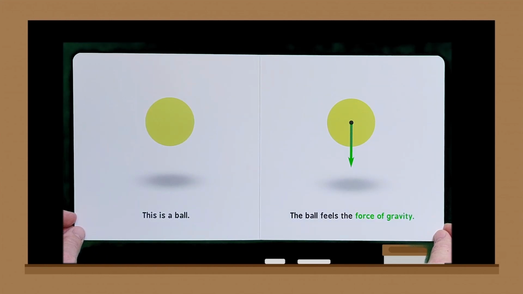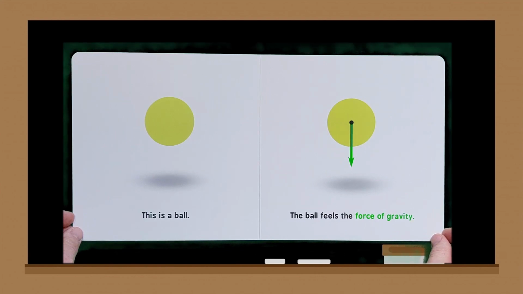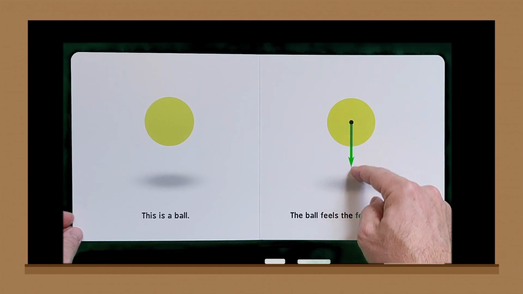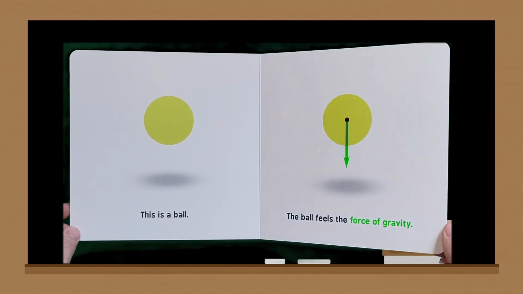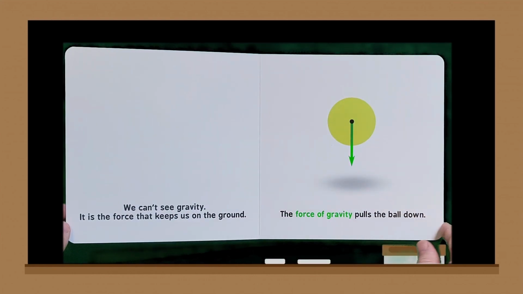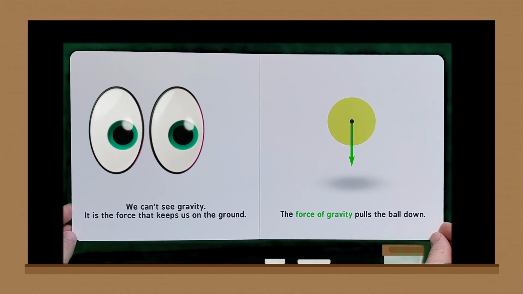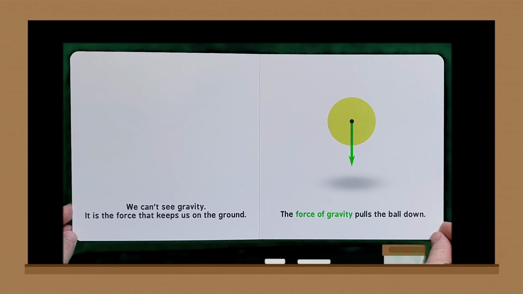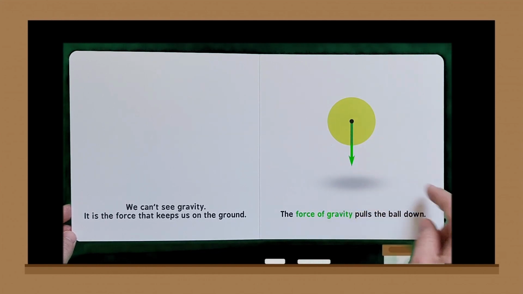This is a ball. See the ball? The ball feels the force of gravity. The force of gravity is the green arrow. We can't see gravity. It is the force that keeps us on the ground. The force of gravity pulls the ball down. See the green arrow? The force of gravity pulling the ball down.